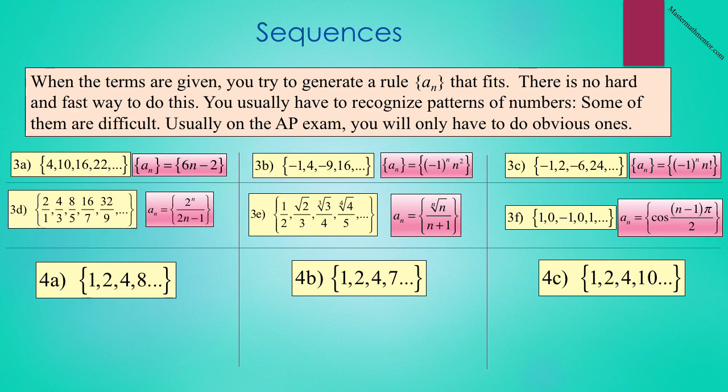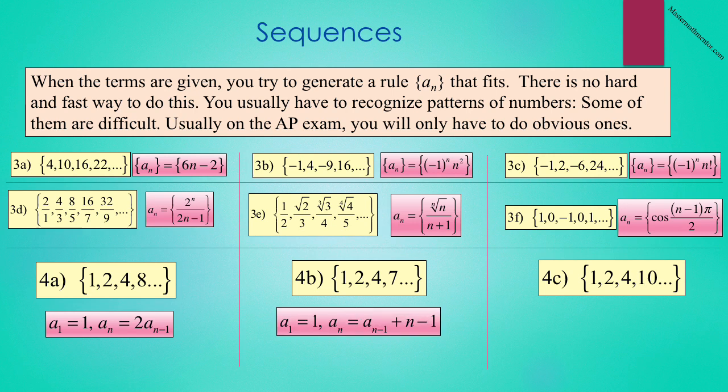Sometimes when you are given the terms, it is easier to write the sequence as a recursive rule rather than an explicit rule. Here are three such examples. In 4a, we're given 1, 2, 4, 8, dot, dot, dot. The first term is 1, and it's clear that each term is double the previous term. So a sub n equals 2 times a sub n minus 1.